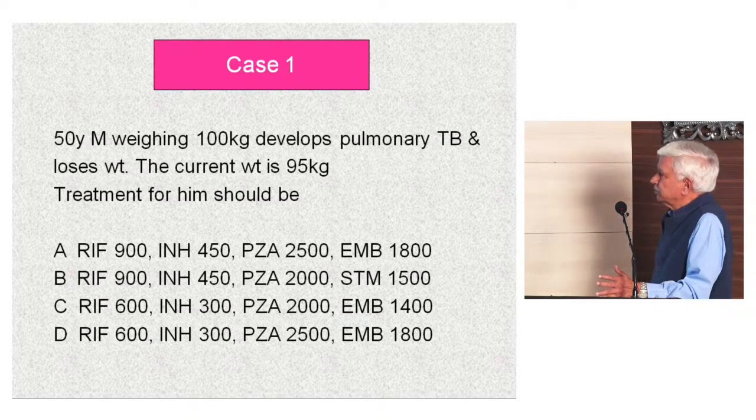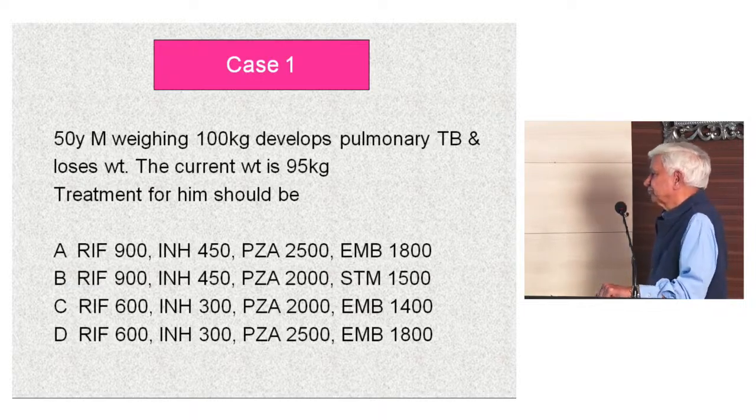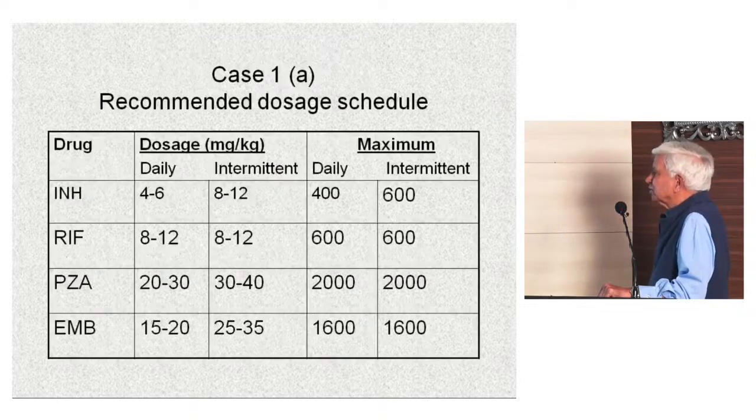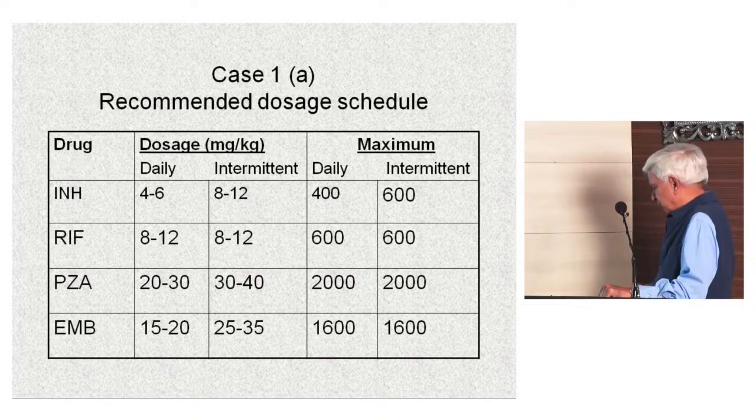A 50-year-old male weighing 100 kg develops pulmonary tuberculosis and loss of weight. Current weight is 95. What is the treatment schedule here? B or D? C. Okay. Yes, the answer is C, because that is the recommended dosage schedule. The maximum dose of INH is 300, of rifampicin is 600 milligram, and pyrazinamide is 2 grams.